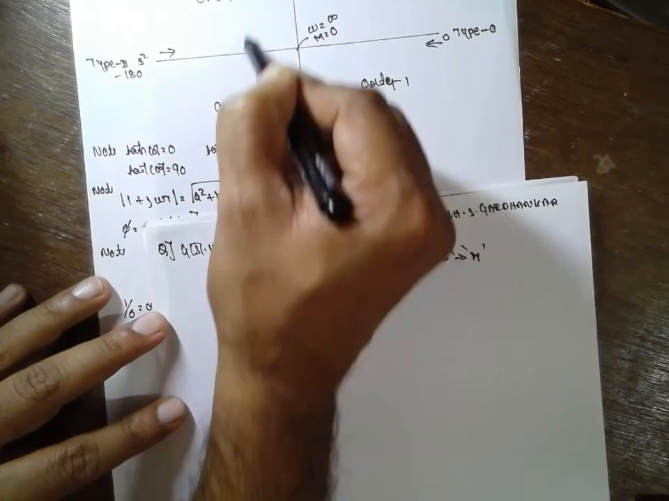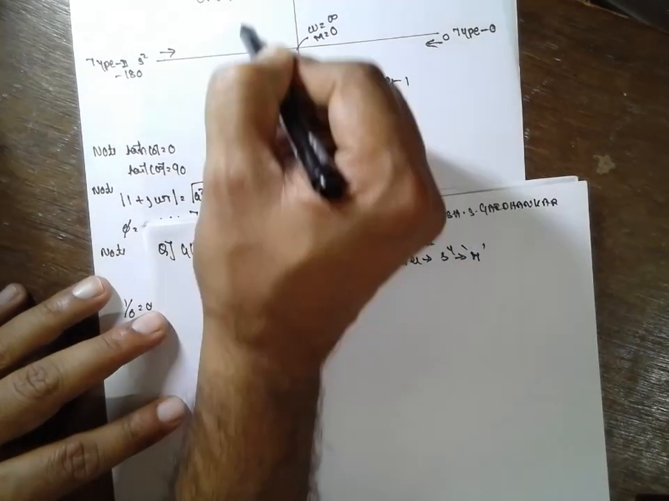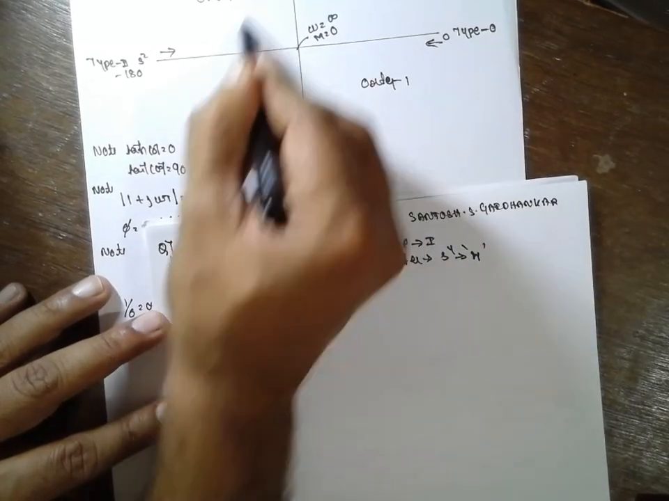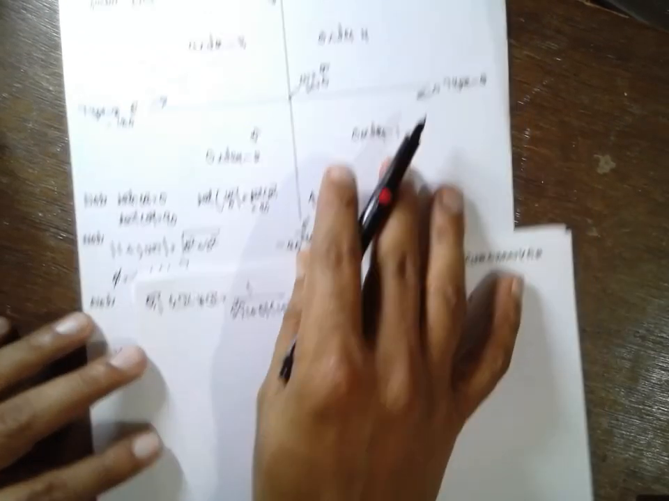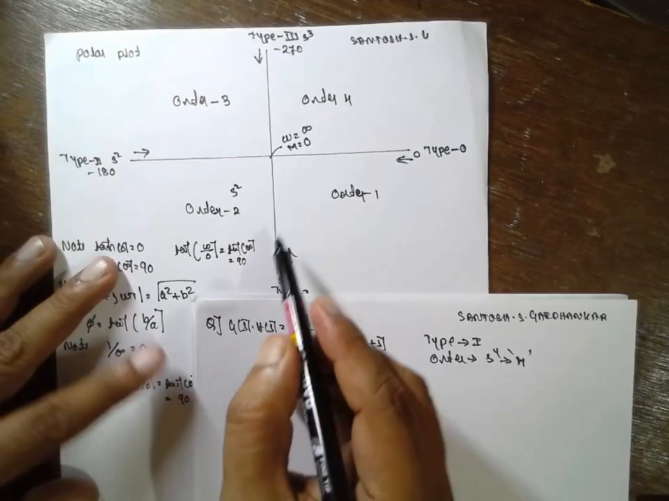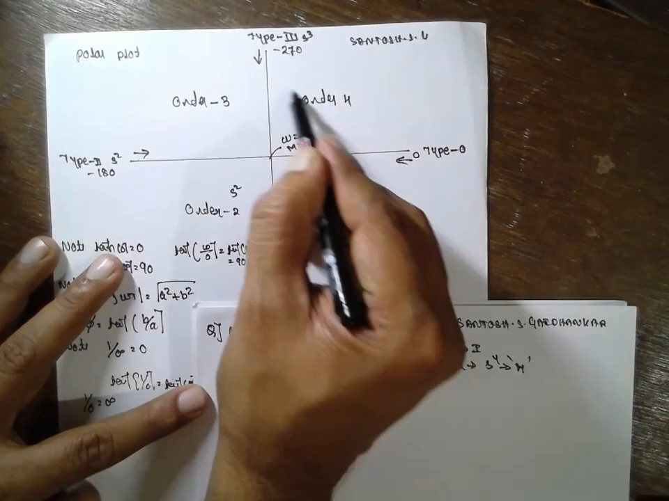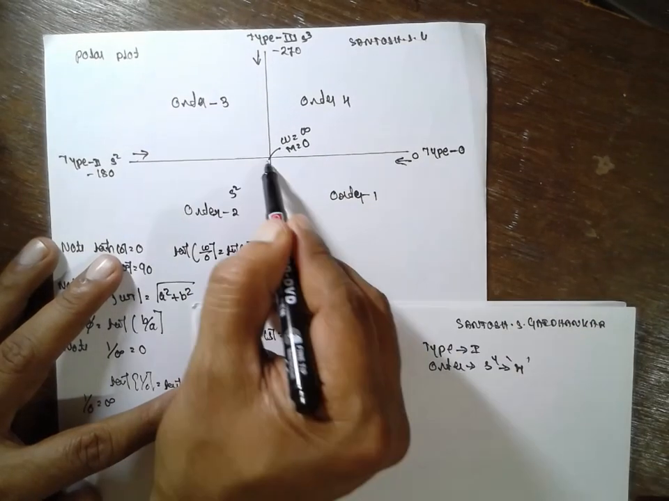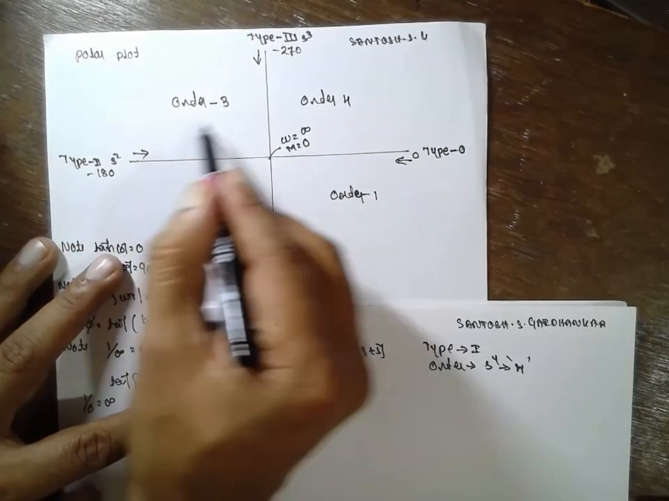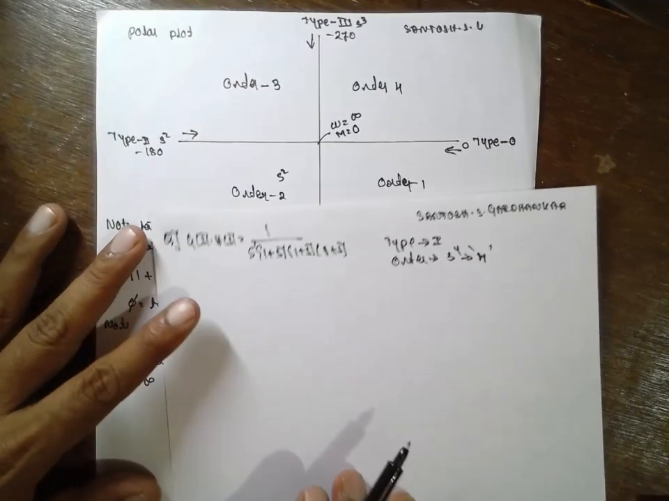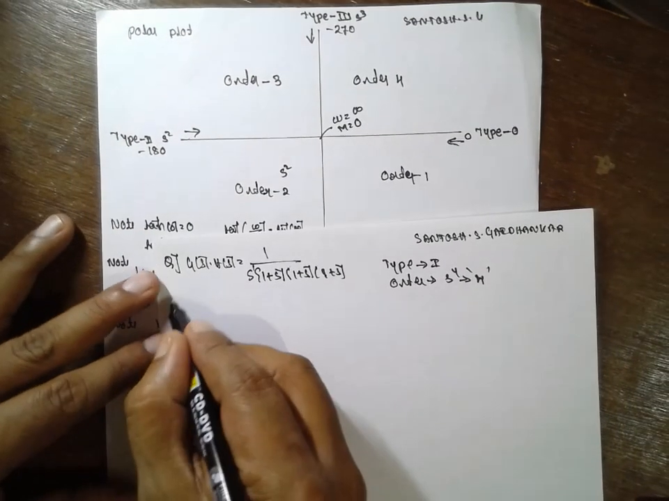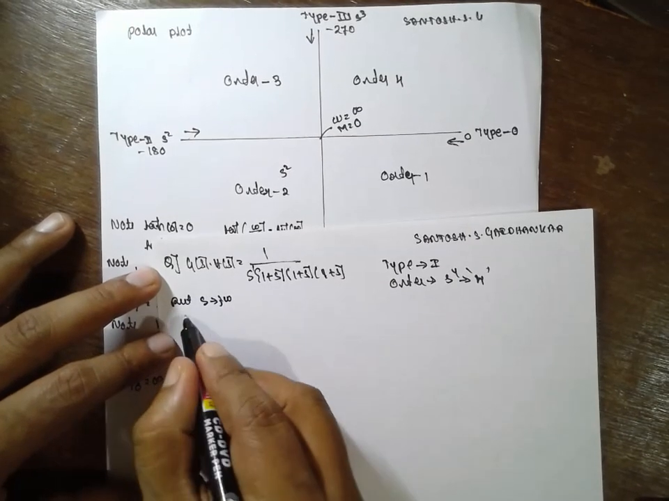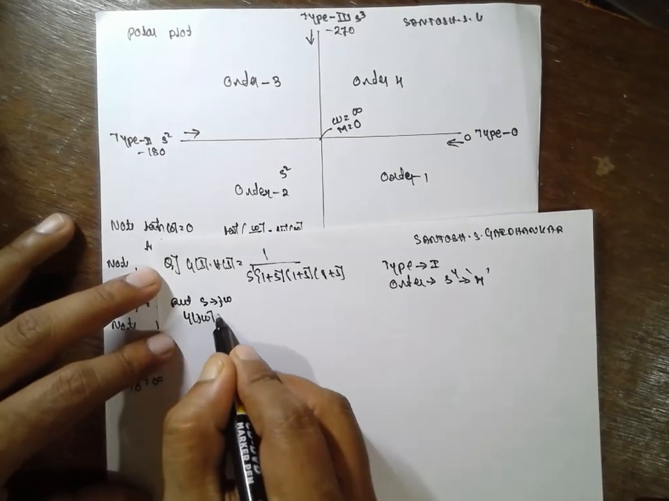That means the graph starts here and ends here. For order 4, if it is order 5, it starts here and ends here. Order 6 starts here and ends here. At 7 the cycle repeats. Okay, now put S is equal to j omega.